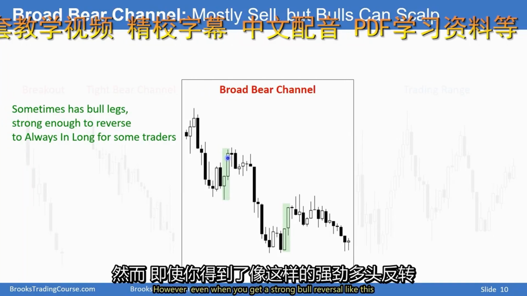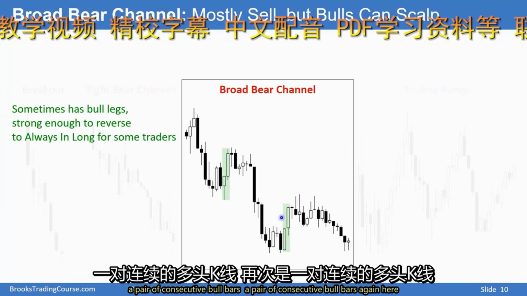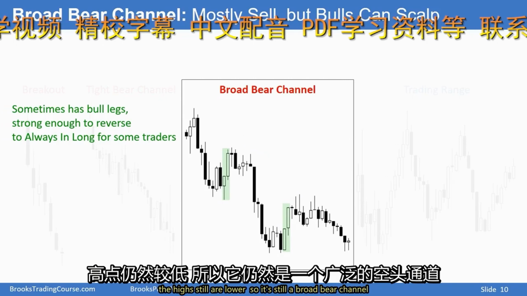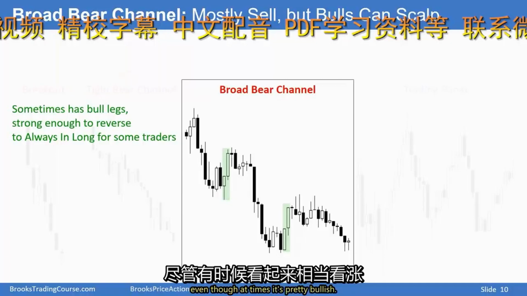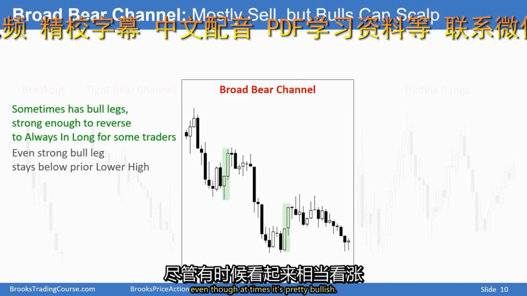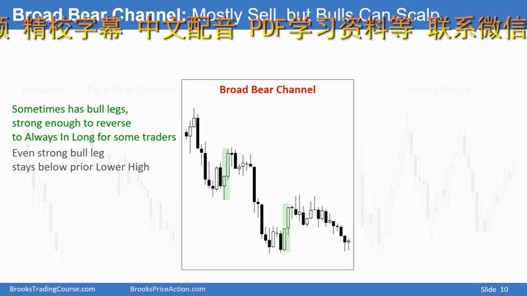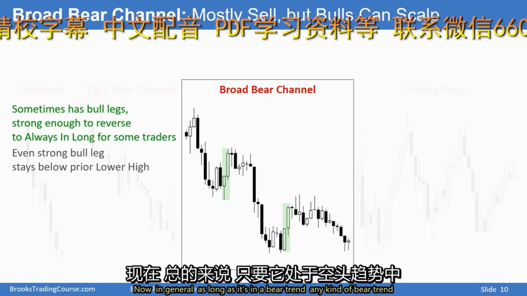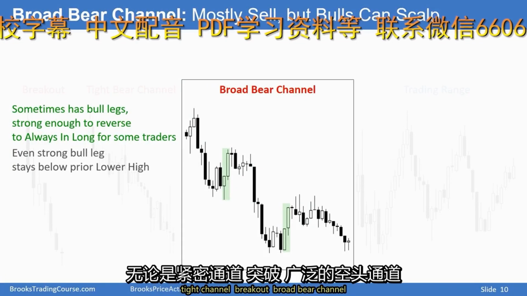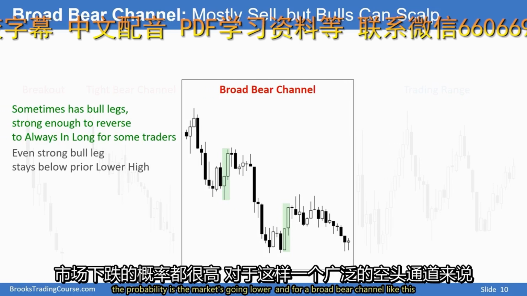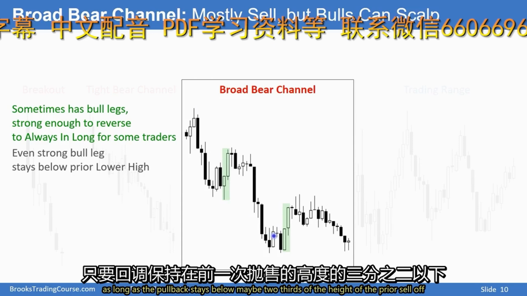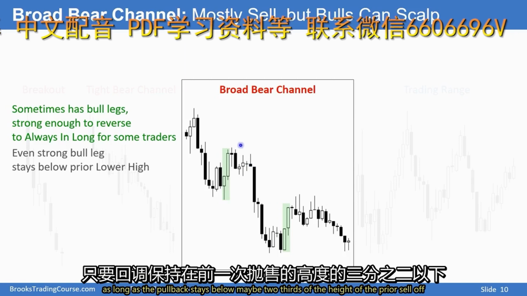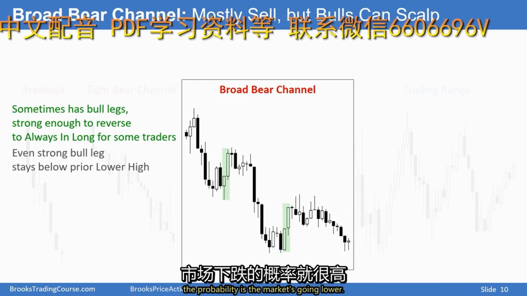However, even when you get a strong bull reversal like this, a pair of consecutive bull bars, again here, the highs still are lower. So it's still a broad bear channel, even though at times it's pretty bullish. Now, in general, as long as it's in a bear trend, any kind of bear trend, tight channel, breakout, broad bear channel, the probability is the market's going lower. And for a broad bear channel like this, as long as a pullback stays below maybe 2/3 of the height of the prior sell-off, the probability is the market's going lower.